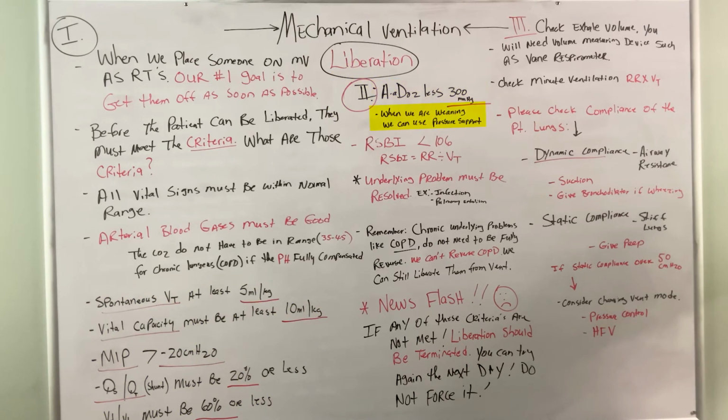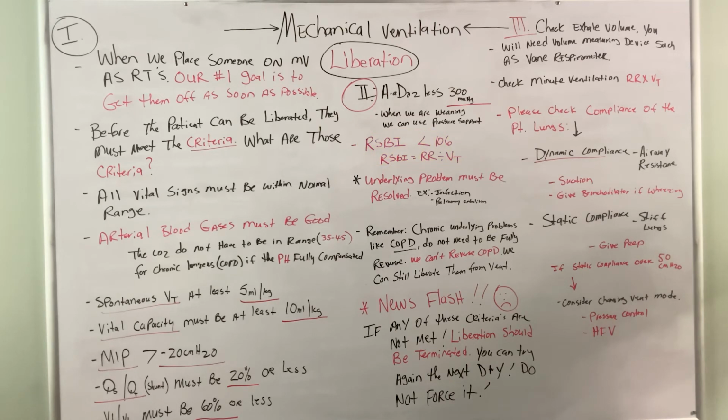Always remember that when we are liberating the patient, we can always use pressure support to help augment the ET tube. It's not uncommon for the exam to ask you about pressure support when you're liberating someone from the mechanical ventilator. The RSBI should be less than 106. Some books say 105, same thing. This is your rapid shallow breathing index, and the way that you get it is respiratory rate divided by tidal volume.